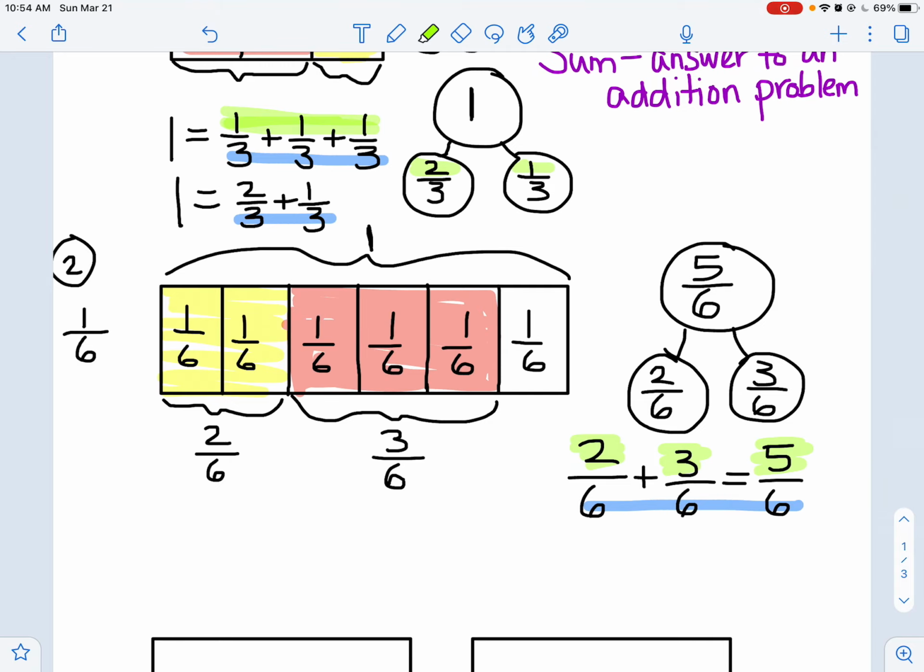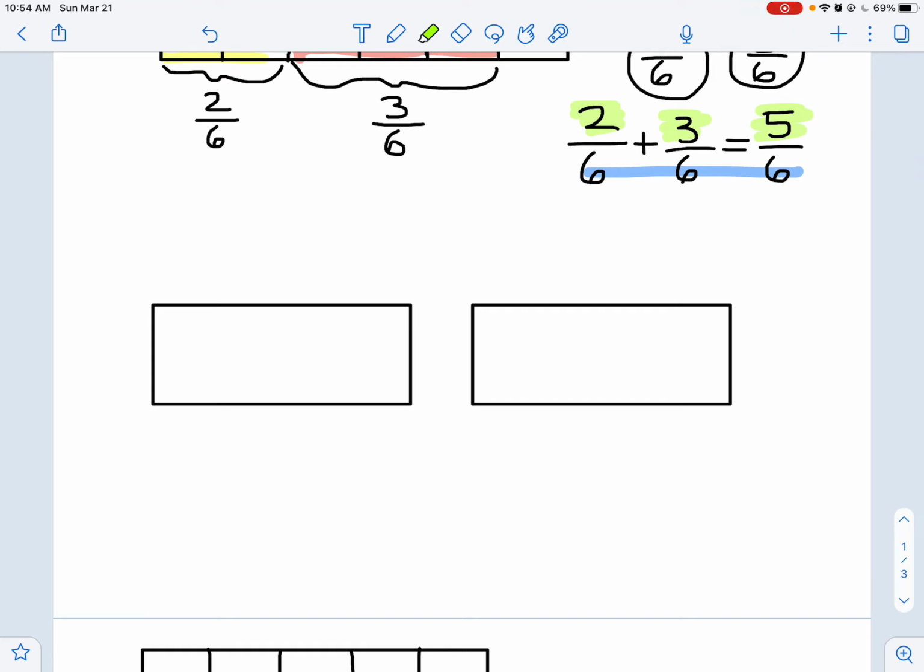Okay? Now let's take a look at my next example. I have 2 different rectangles shown, and I'm going to break them up into thirds.